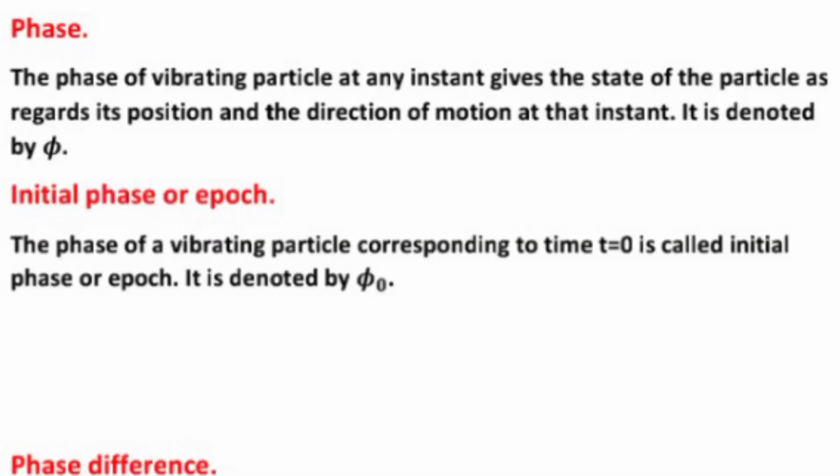Phase. What is phase? The phase of vibrating particle at any instant gives the state of particle as regards its position and the direction of the motion at that instant. It is denoted by φ. Initial phase or epoch.